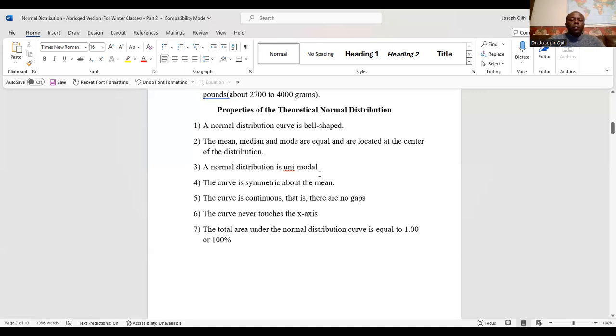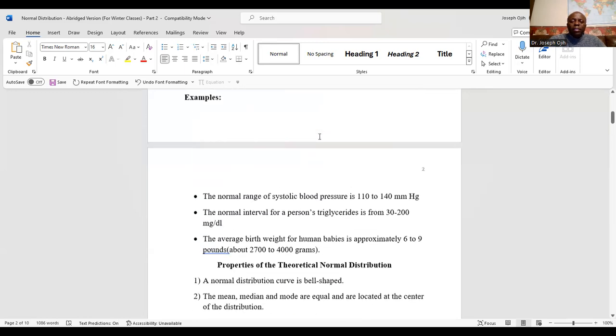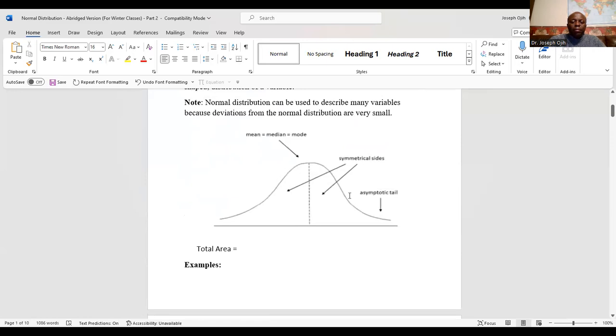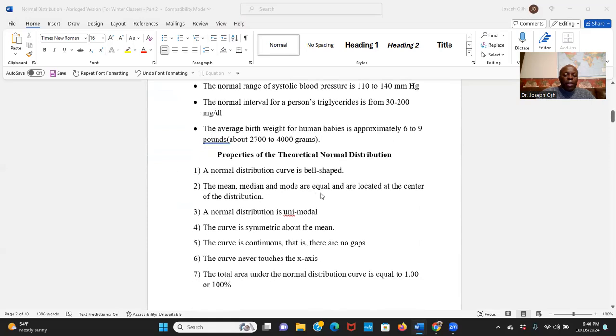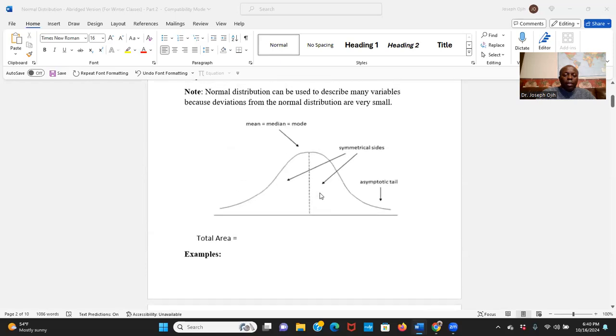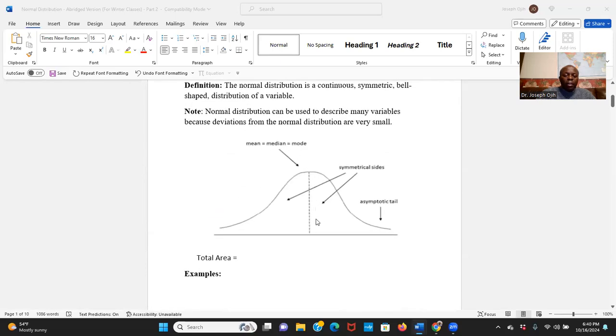The first property says a normal distribution curve is bell-shaped, shaped like a bell. You can see that it is shaped like a bell. The second property says the mean, median, and mode are equal and are located at the center of the distribution. You can see the mean, median, and mode are equal and located at the center.